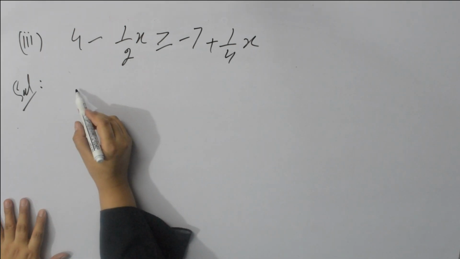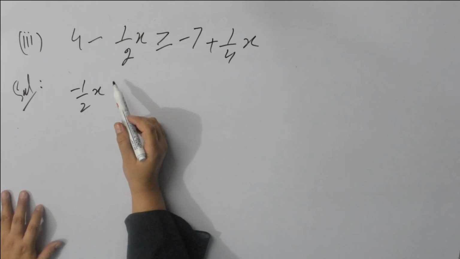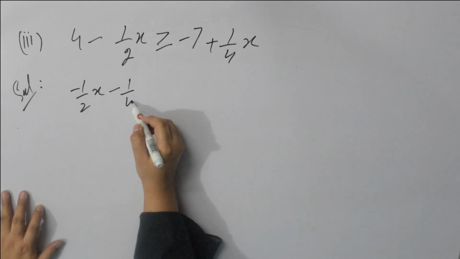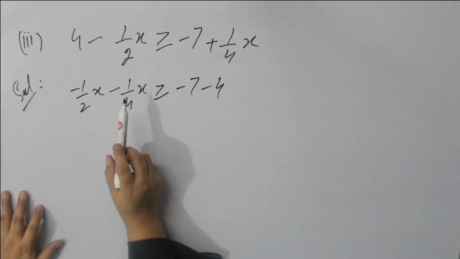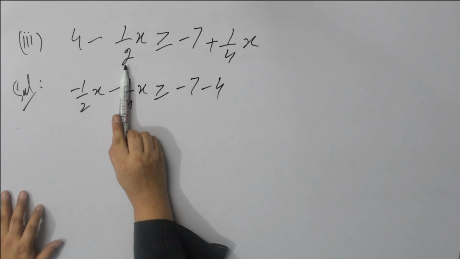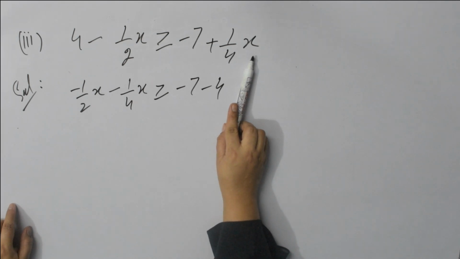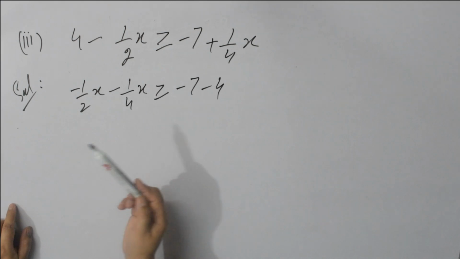What is my -1/2x? The x term is here, and when I shift this plus 1/4x to this side it becomes -1/4x, and -7 minus 4, okay. This is the term containing x, and this is again the term containing x. So I shift this plus 1/4x to this side.